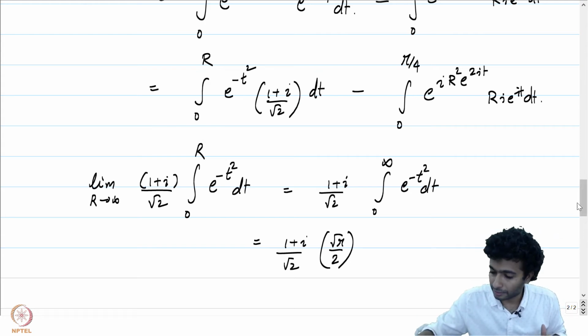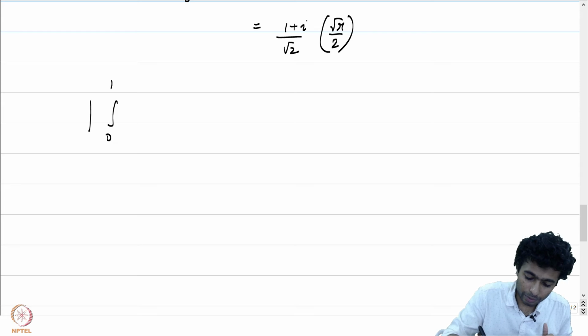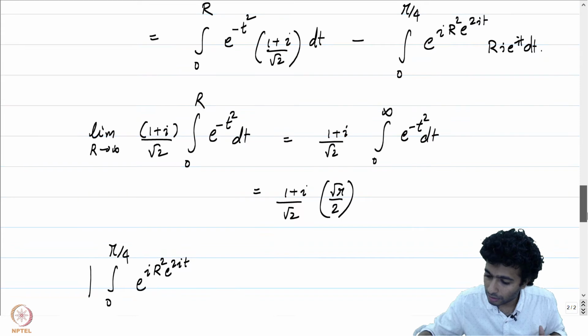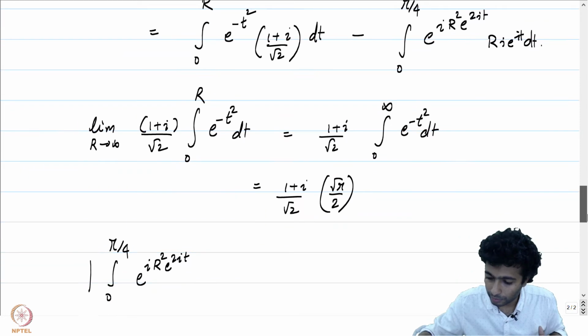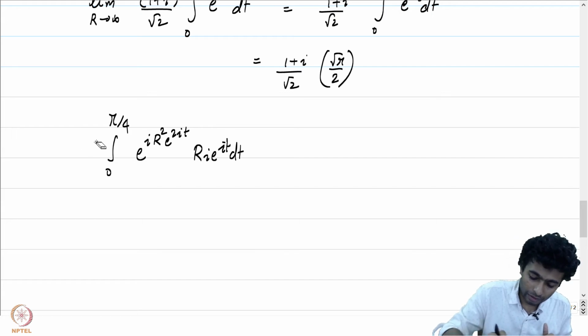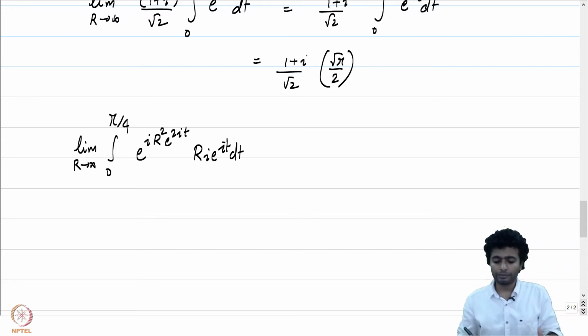Now let's focus on the second term. The second term is the absolute value of the integral from 0 to pi by 4 of e to the power i r square e to the power 2i t, right here, i r square e to the power 2i t, correct? r into i into e to the power i t dt. The limit as r goes to infinity. This is what we are interested in.